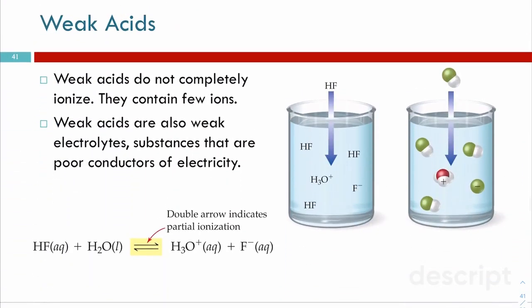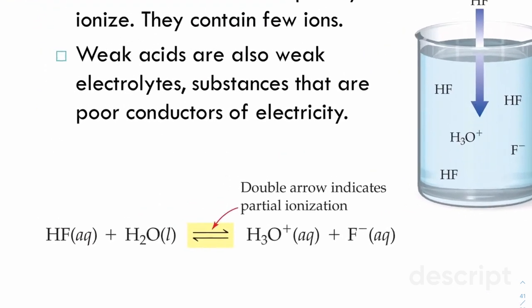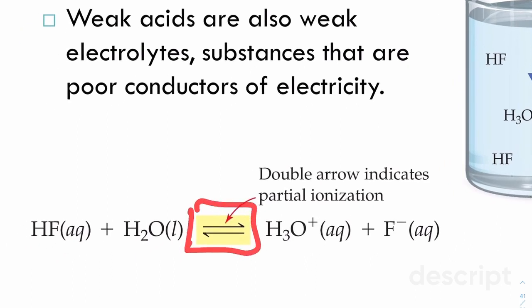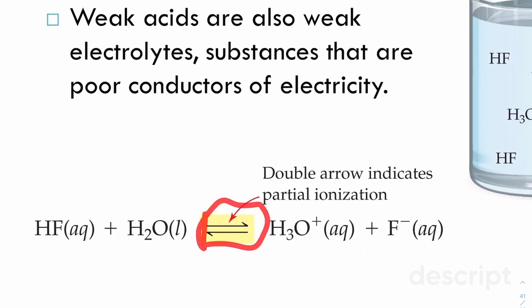So weak acids do not ionize completely. They only ionize partially. And this is kind of getting to the next chapter a little bit. We don't really talk about reversible reactions very much in Chem 20. They are all kind of going in one direction. This double arrow indicates partial ionization. It also indicates that the reaction is happening simultaneously in both directions. And we'll get to exactly what that means in the next chapter, when we talk about equilibrium.